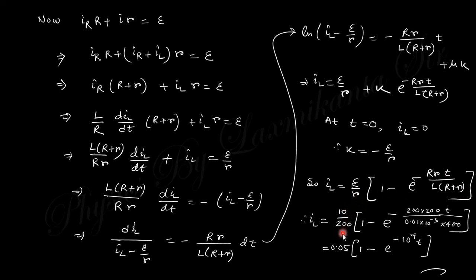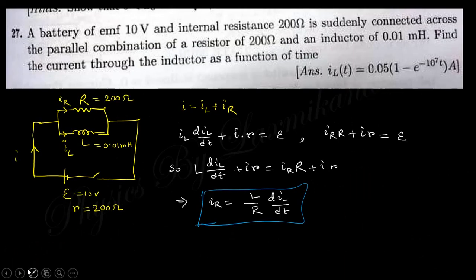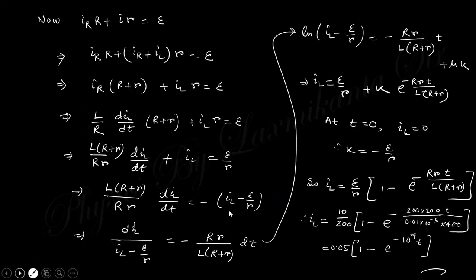And now just put the given values: epsilon equals 10, small r equal to 200, and R. Putting these values, we can easily find this equation, right?